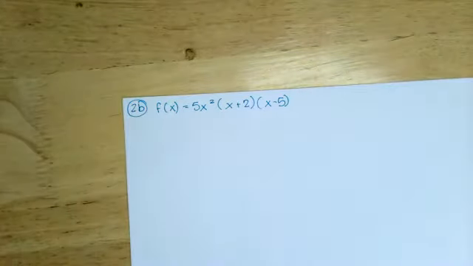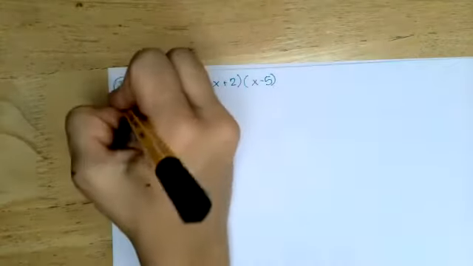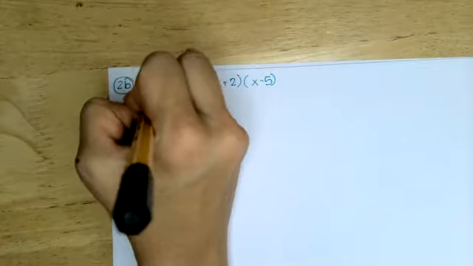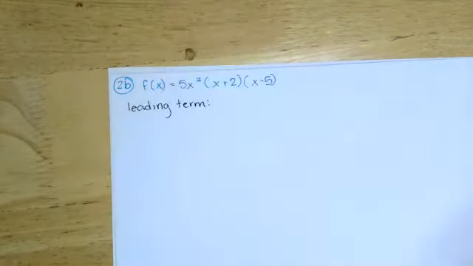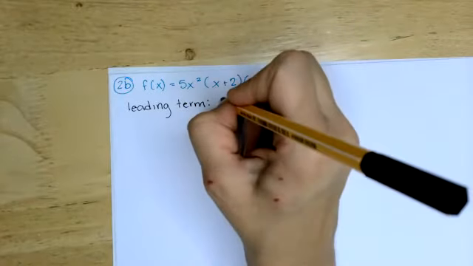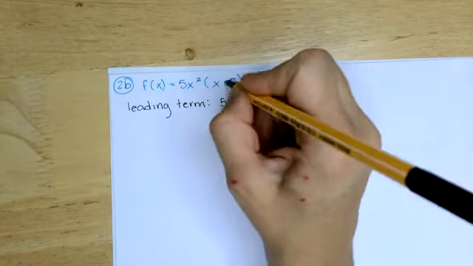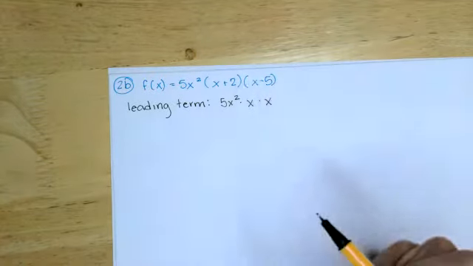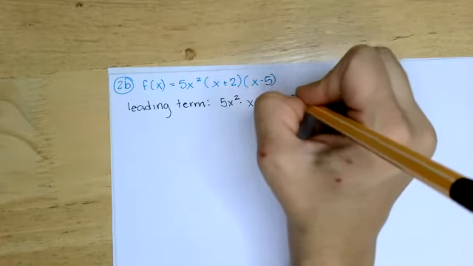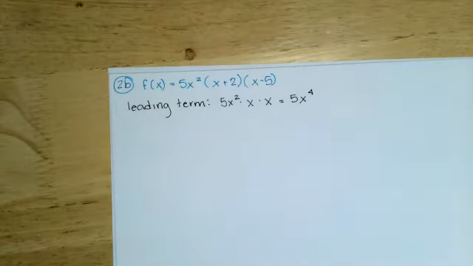F of x equals 5x squared times x minus 2 times x minus 5. Good. What is our leading term? We're going to multiply the 5x squared times x, right? Because these are not raised to any exponent. So we get 5x to the 4th as our leading term, right?